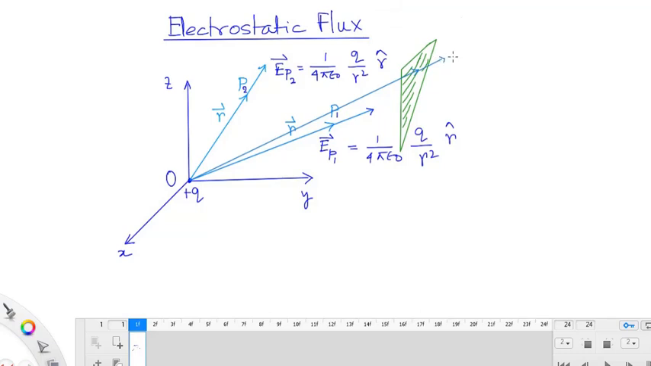Please keep this in mind that as we go radially outward, the electric field decreases. So technically this electric field should be more at P2. So let me correct this. This electric field will be more, the magnitude will be more. So let me increase the arrow a little bit.